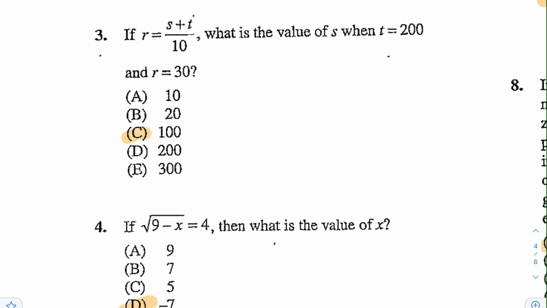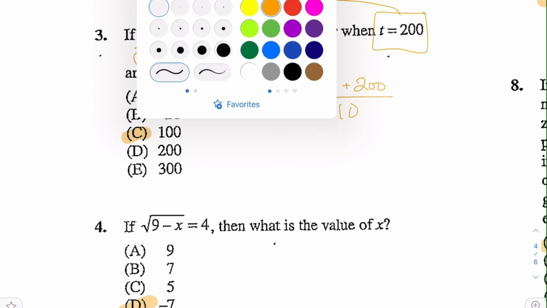Next for question number 3, if r is equal to s plus t divided by 10, what's the value of s when t is equal to 200 and r is equal to 30? So we just substitute in. Instead of r, you have 30. Instead of t, you have 200. So the equation becomes 30 is equal to s plus 200, and you got to divide that by 10.